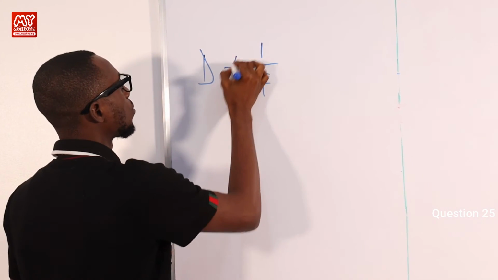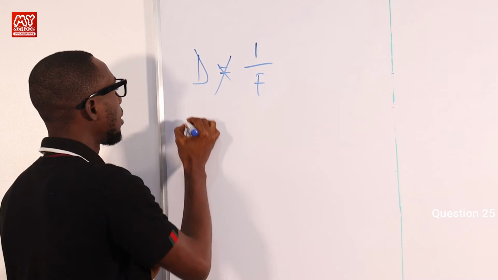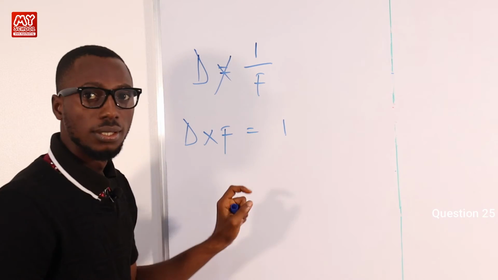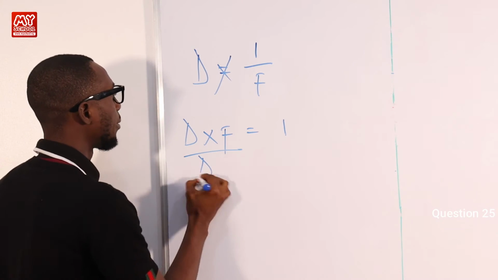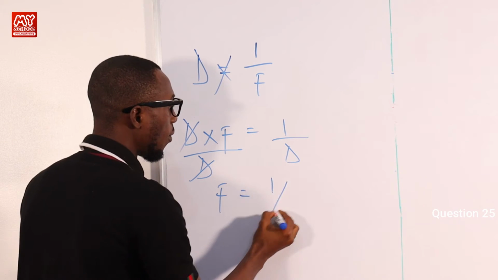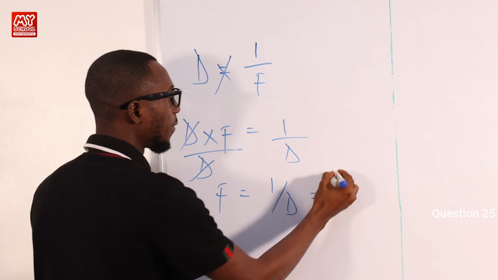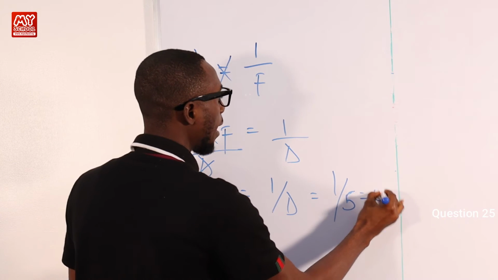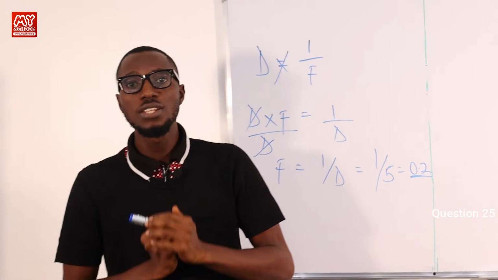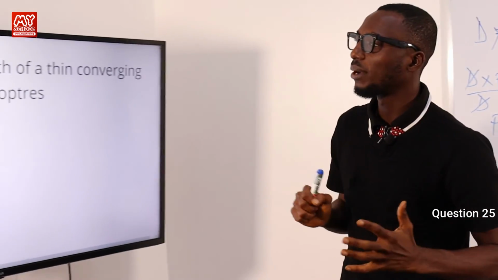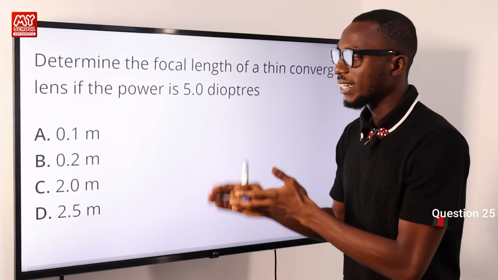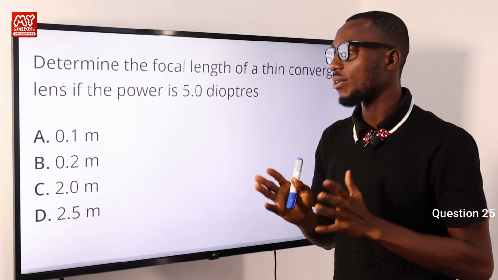So what do we do first? We cross multiply. That will be power times focal length equals 1. So we divide both sides by the power in diopters. That means focal length equals 1 over the power in diopters, and the value given is 5. So 1 divided by 5 is 0.2, in meters. Let's go to the screen and pick out the correct option. Look through it and you will validate option B. Option B is the correct option.